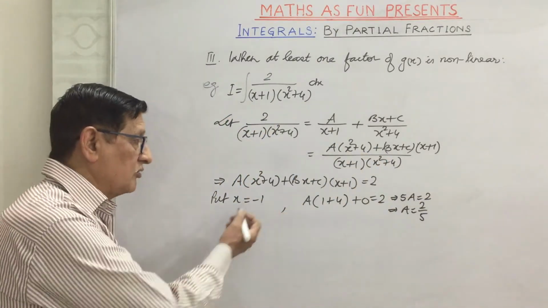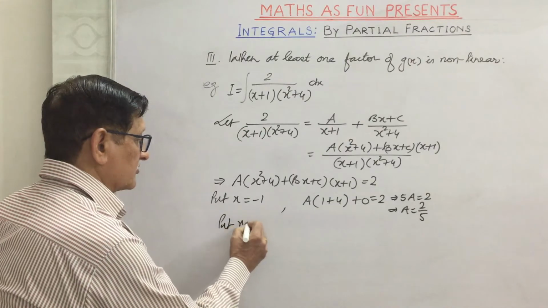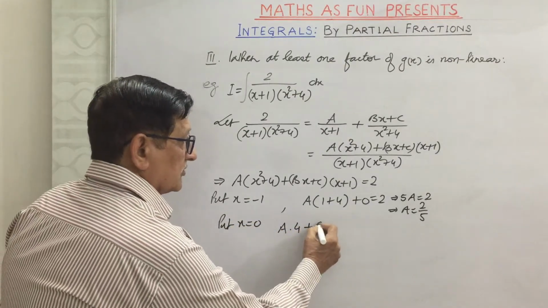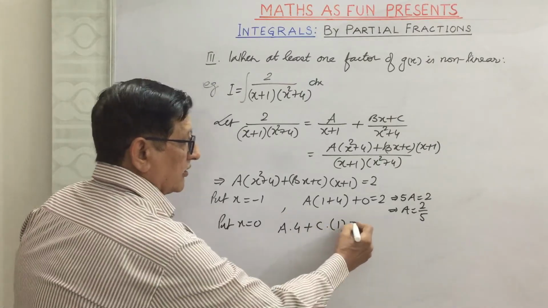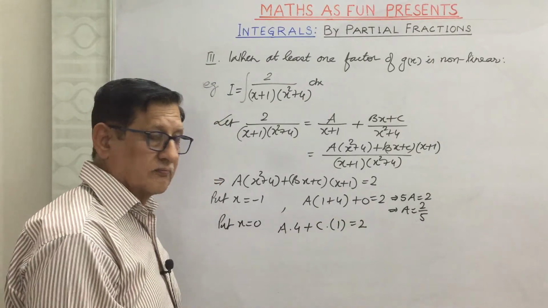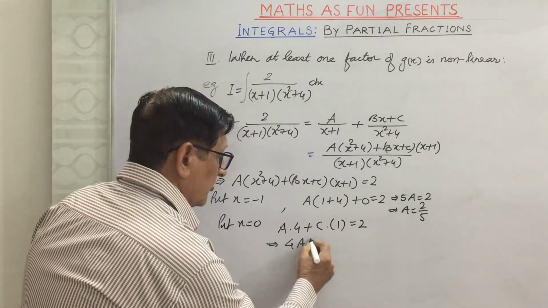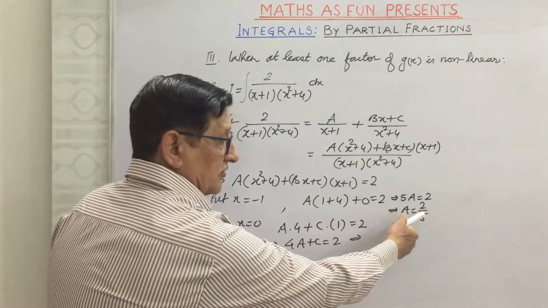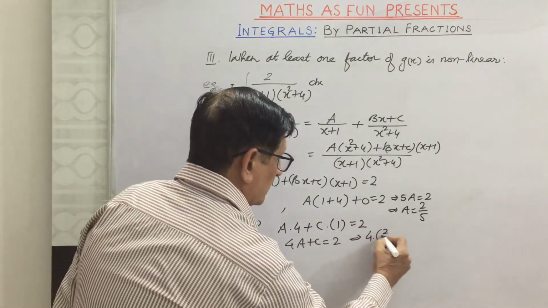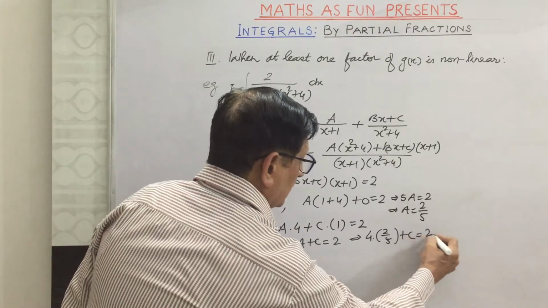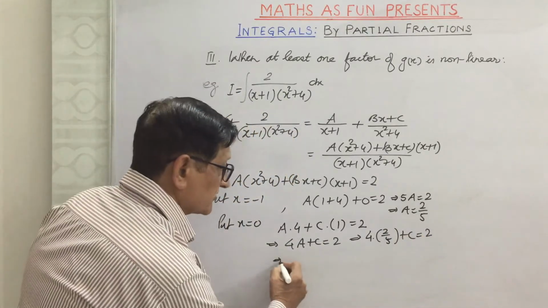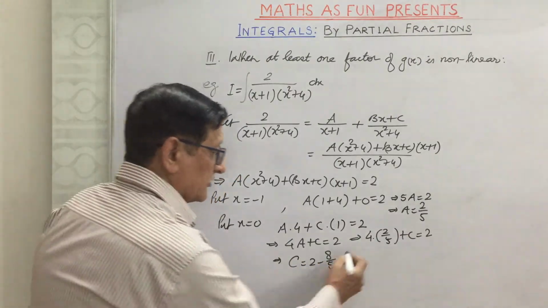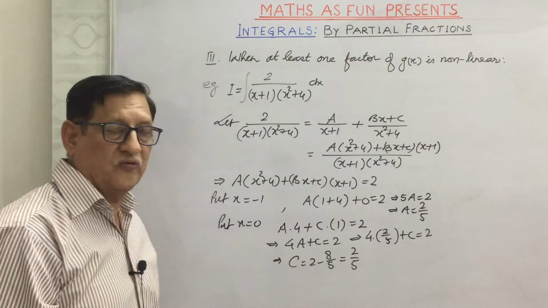Now substitute any value of x here. Suppose we are putting x is equal to 0. So we will get a into 4 plus c into 1 equal to 2. Simplifying, we are getting 4a plus c equal to 2. We know the value of a here, so we will substitute the value of a, that is 4 into 2 upon 5 plus c equal to 2. Simplifying this, we are getting c is equal to 2 minus 8 upon 5. This is equal to 2 upon 5.